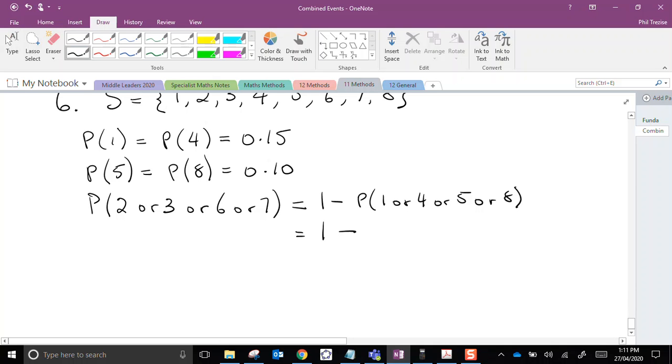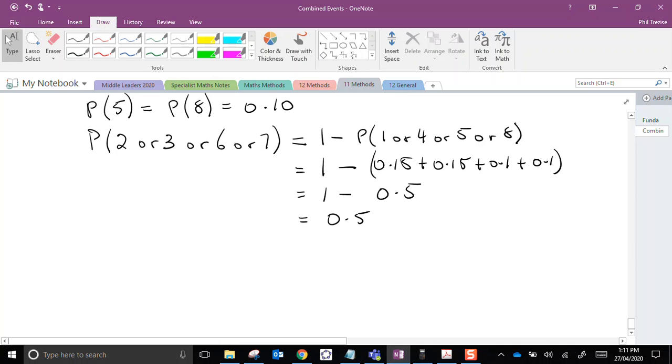So the chance of getting a 1 was 0.15. The chance of a 4 was 0.15. The chance of a 5 was 0.1, and the chance of an 8 was 0.1. All of that comes to 0.5. So the chance of getting a 2, a 3, a 6 or a 7 is 0.5.